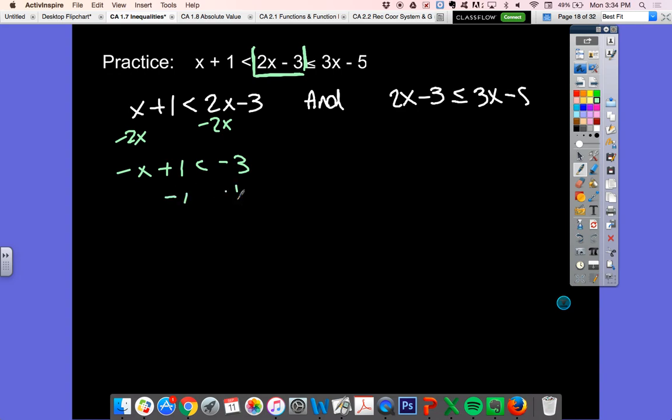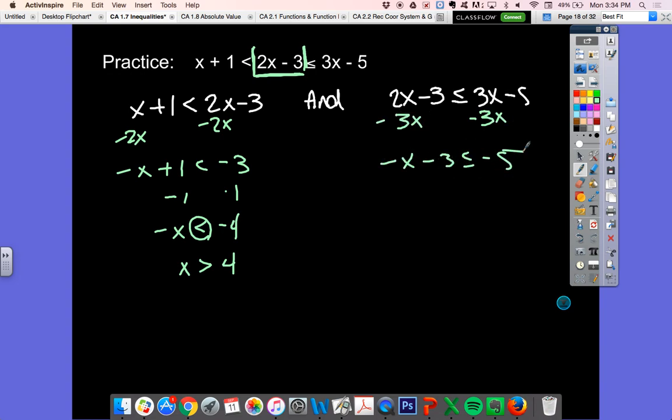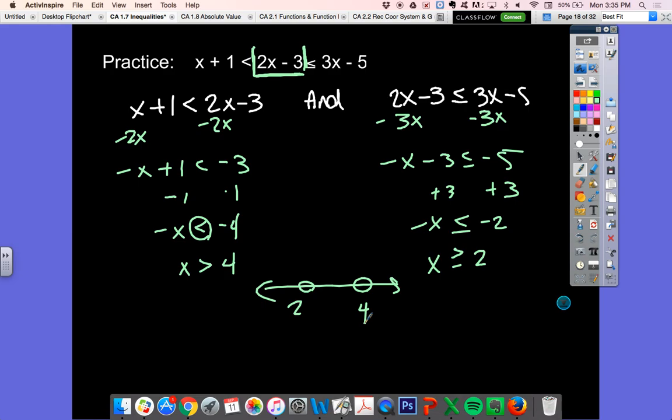If I subtract my 1, I get negative x less than negative 4. This is where we change both signs, but that means we multiplied by a negative, so flip out. Okay, subtract your 3x. So I have a negative x minus 3 less than or equal to negative 5. Add my 3. So I got negative x less than or equal to negative 2. Again, I have to change both signs because I need a positive x, so you must flip out again. So go to the graph. 2 is smaller, he's on the left, 4 is larger, and then you're just going to shade like normal.